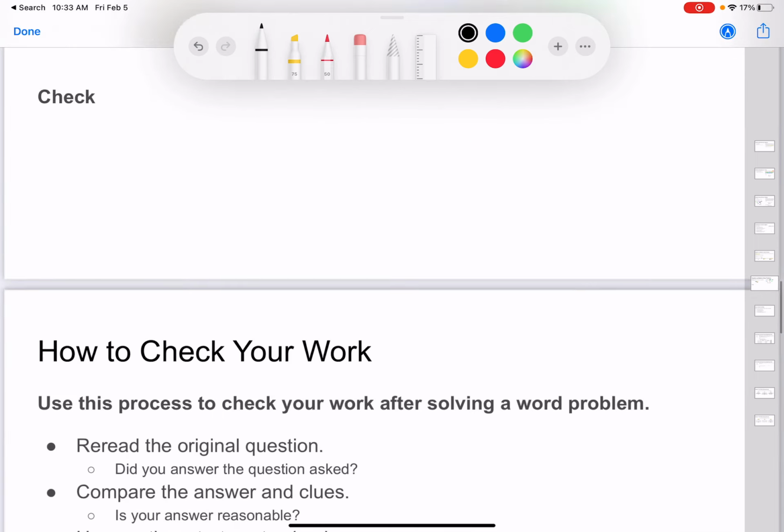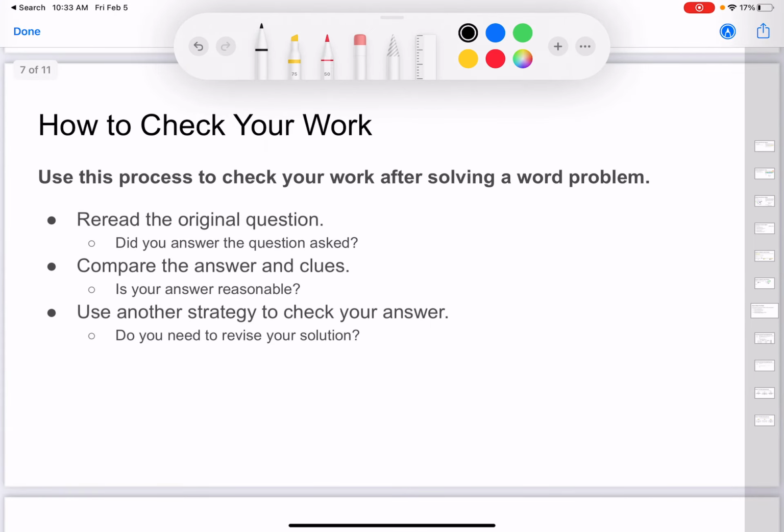Wonderful. So as you saw, we did go ahead and check our work. The way that we check our work is to use the process to check your work after solving a problem. The first being, reread the original question. So we reread the original question and see if we were actually answering what we were being asked. We were being asked to find Lee's age right now, and so that's what we did. We did find Lee's age right now. Then we compare the answers and the clues and see if it's reasonable.